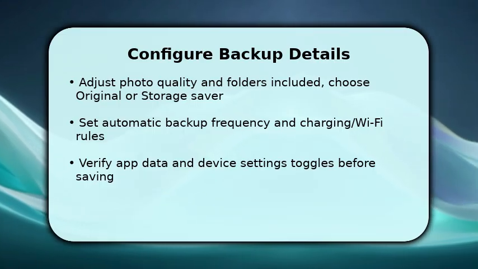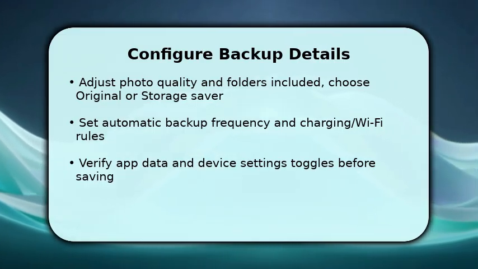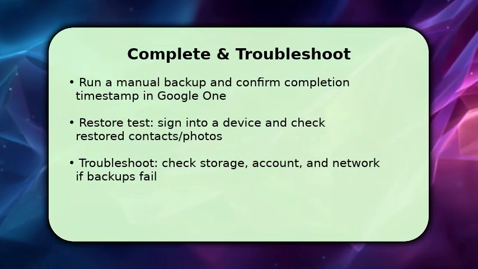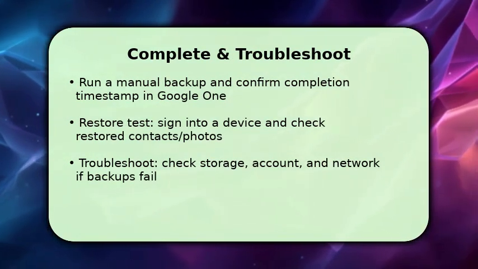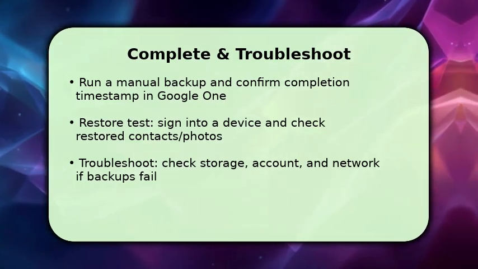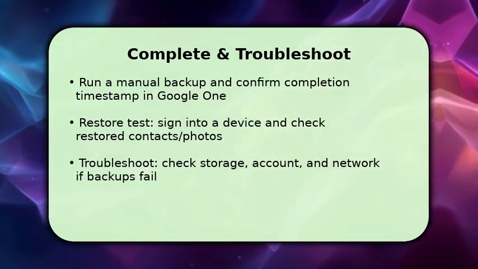So to finish, run a manual backup and confirm the completion time shown in the Google One app so you know it succeeded. Once done, you can test a restore by signing into another device and checking contacts, photos, or app settings to verify integrity.